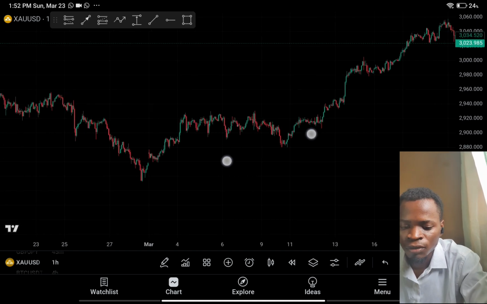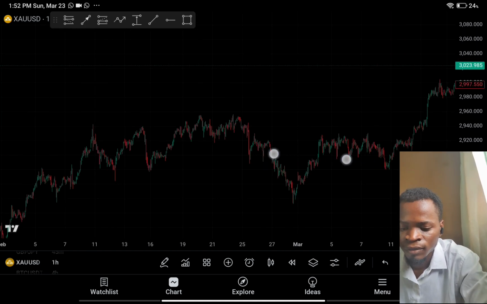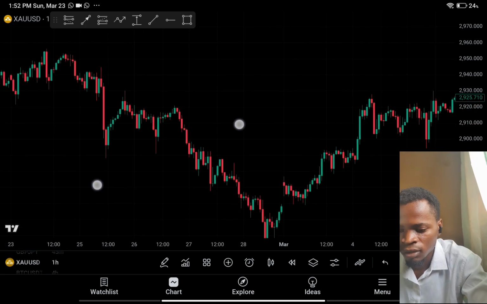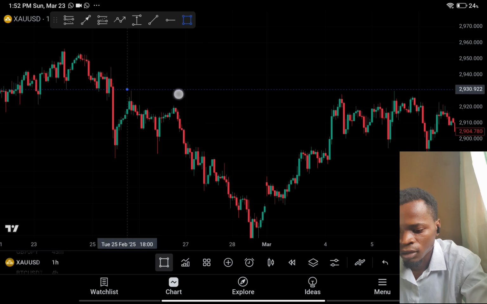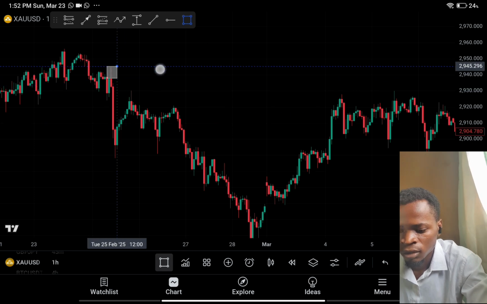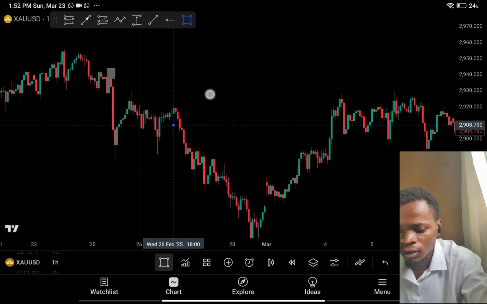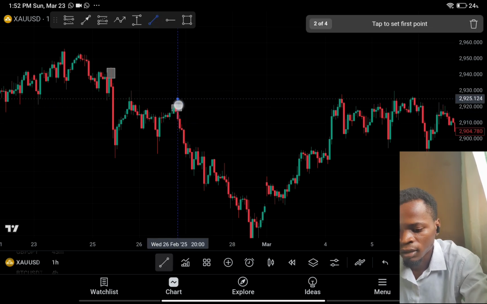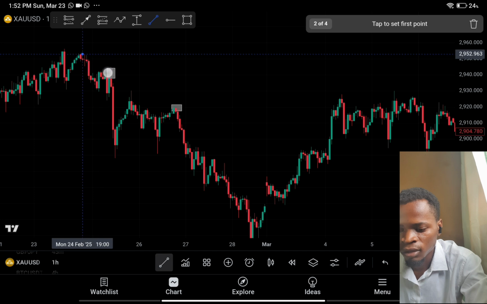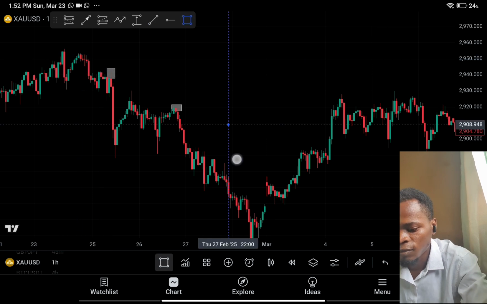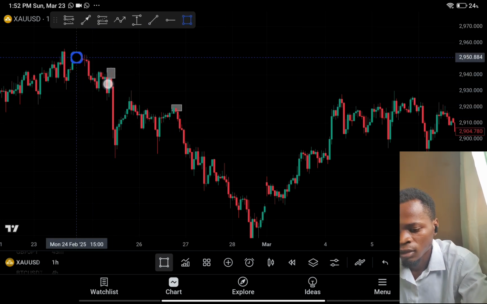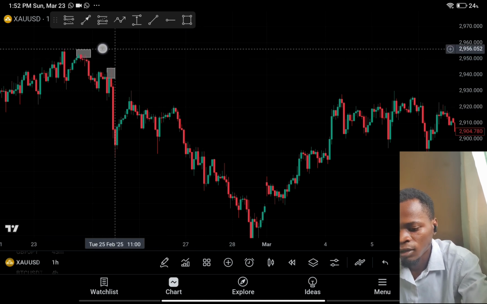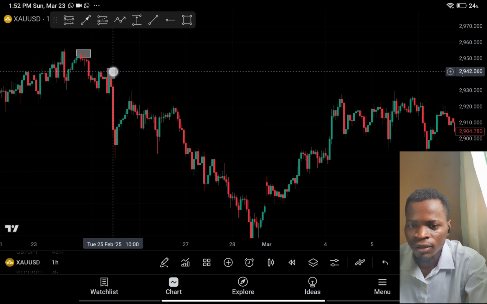Let me show you an example for a downtrend. Let me just use this chart here. You see, this is our first touch, this is our second touch. Then you will just draw your trend line, just connect. Let me say this is our first touch here, this is our second touch.